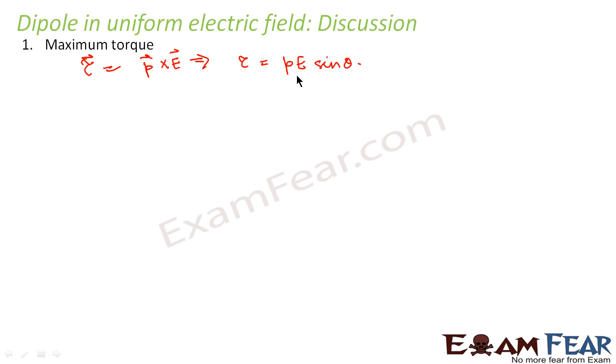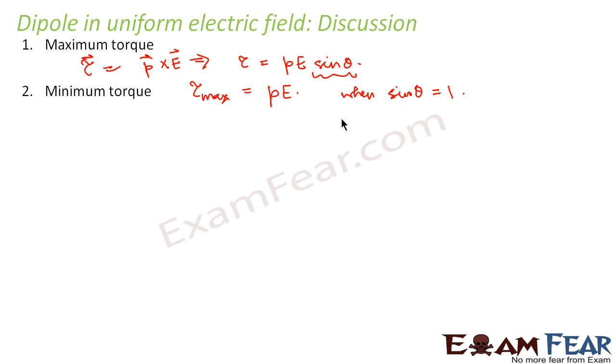If I want the torque to be maximum, this quantity should have maximum value. Now the maximum value of sine theta is 1. So torque will be maximum when sine theta is equal to 1. Therefore, maximum torque will be equal to PE. This is the value of maximum torque, and when torque is maximum, sine theta is equal to 1. Now, when will the torque be minimum? Similarly, the minimum value of sine theta is 0. So the minimum value of torque will definitely be 0.